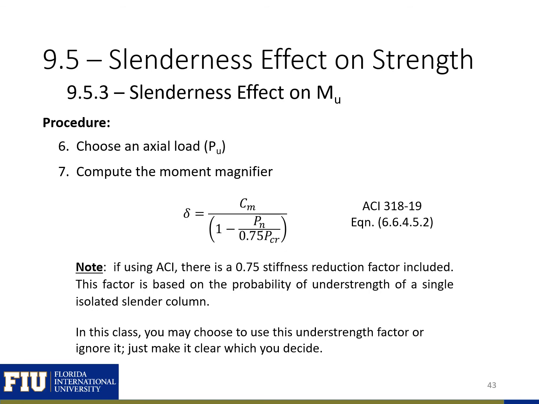Our next step is to choose an axial load, which will just be the Pu for one of our demand points that we're looking at. And with this axial load, we'll compute our moment magnifier, or our delta. Note that there's a 0.75 stiffness reduction factor included, and this factor is based on the probability of understrength of a single isolated slender column. So if you're using ACI, include the 0.75. If you're not using ACI, then you can decide whether to include the understrength factor or not, just depending on your specific case.